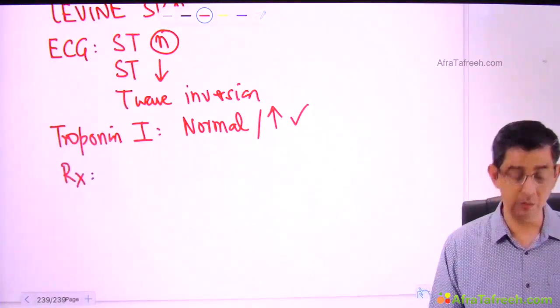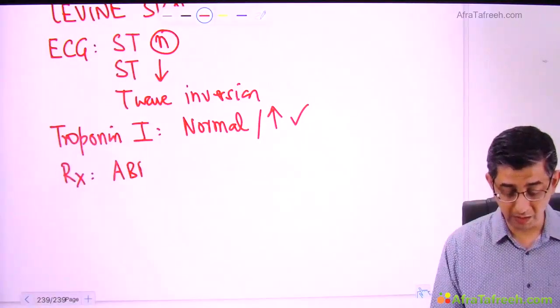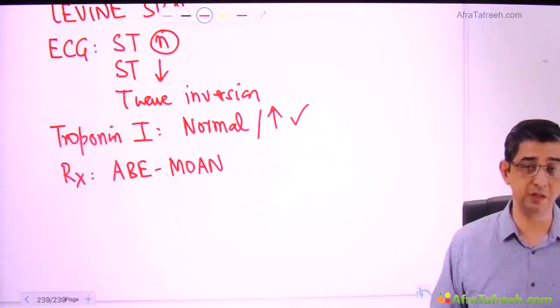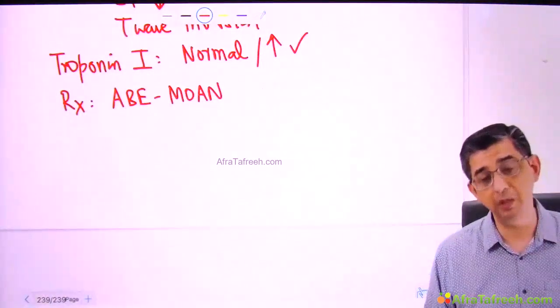And now you will anyway have to treat this person. So let's look at the treatment of a person with unstable angina. There is no need for thrombolysis, as I've already explained to you, and in fact that's negligence if you are doing thrombolysis in this case. Now the mnemonic that I wanted you to remember for the treatment of this guy is ABE moon.